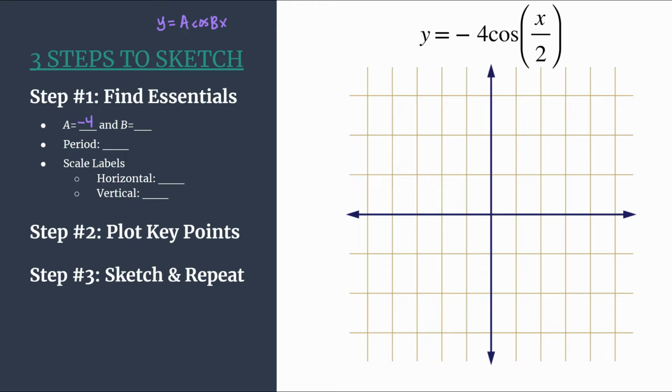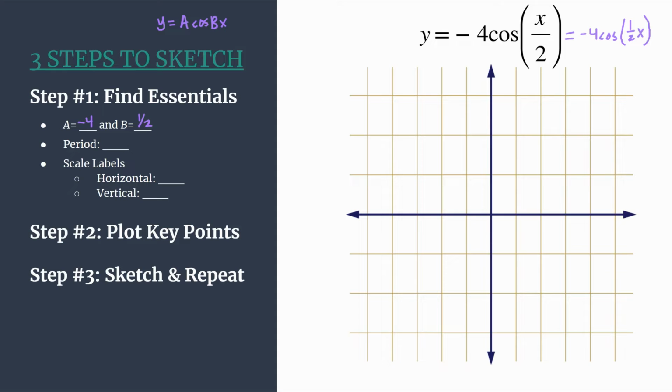And B, we can see is a little bit hidden. If you need to rewrite this equation, you can rewrite it, of course, -4 cosine. But if you want to bring that 1/2 coefficient of the x out, you can do that. So you can clearly see that B is 1/2. So do that if it helps you. All right, remember B tells us how many cycles happen between 0 and 2 pi. So in this case, for this equation, we'll have half of a cycle happening between 0 and 2 pi.